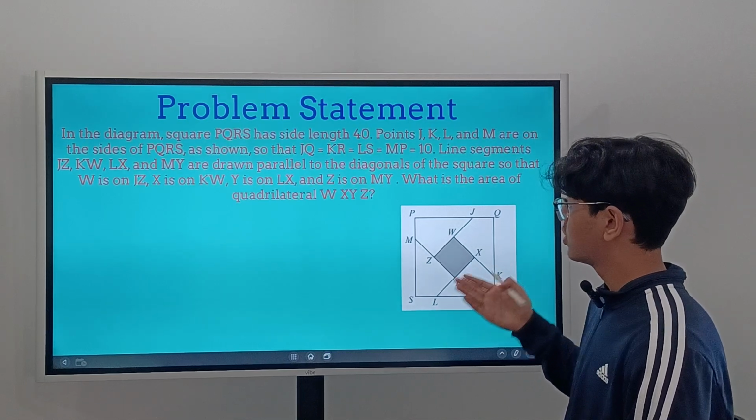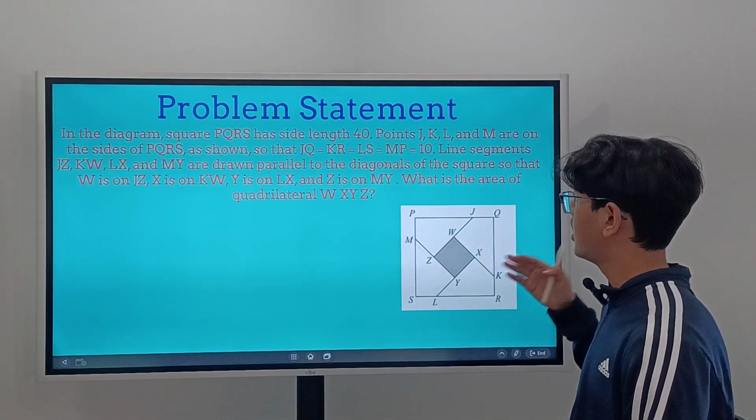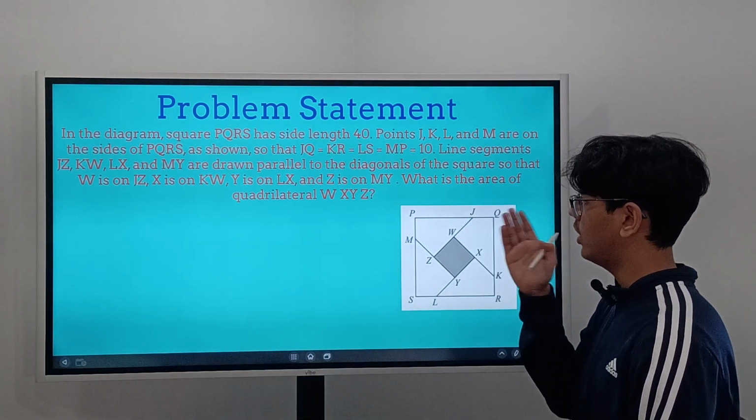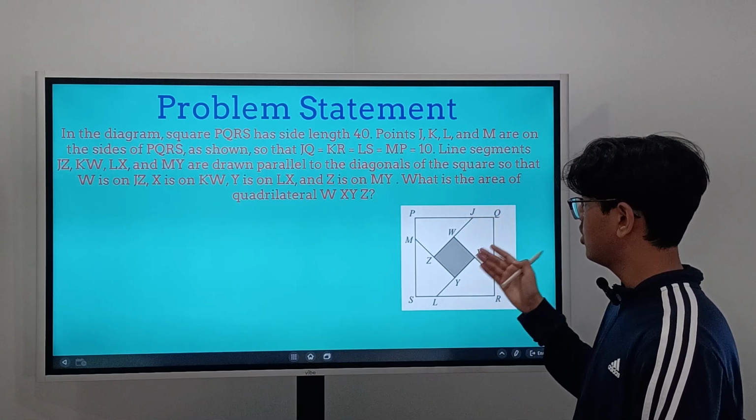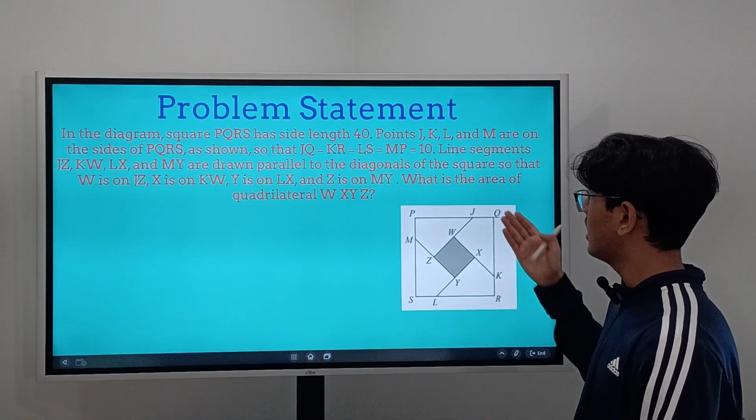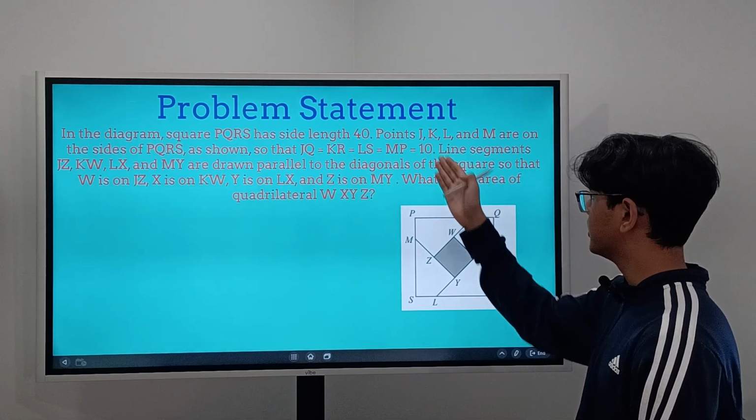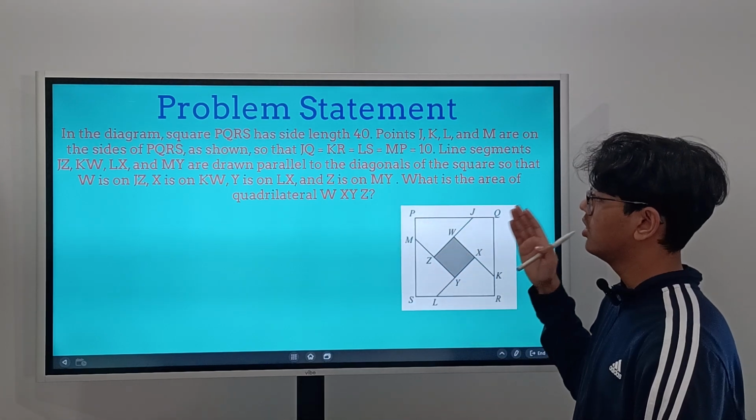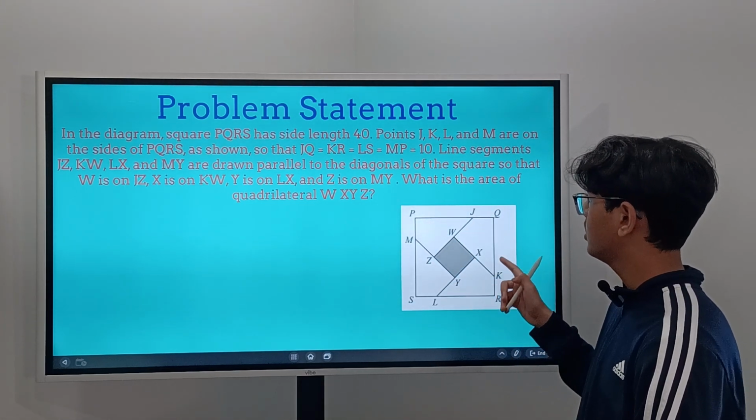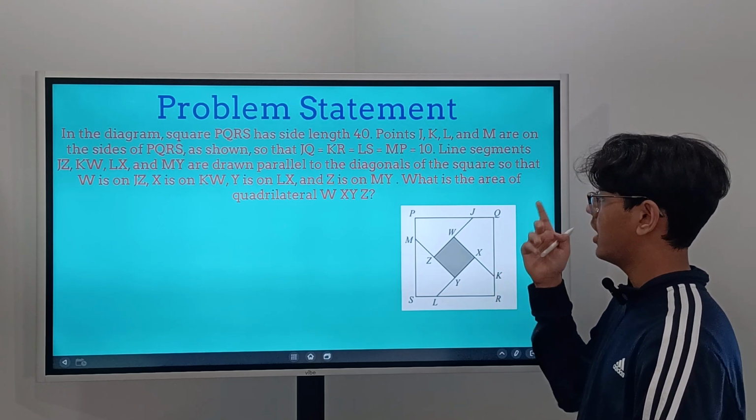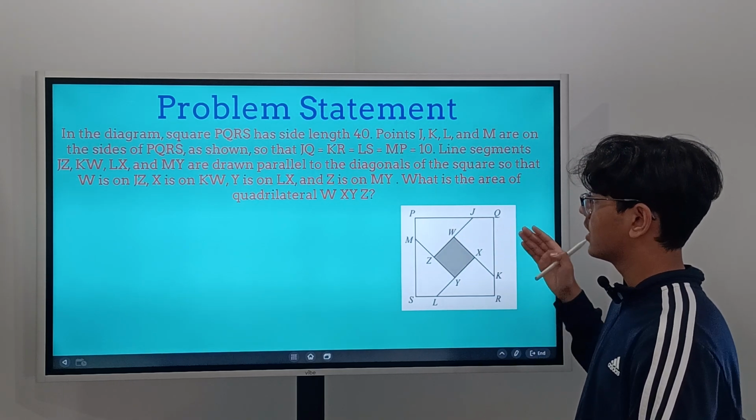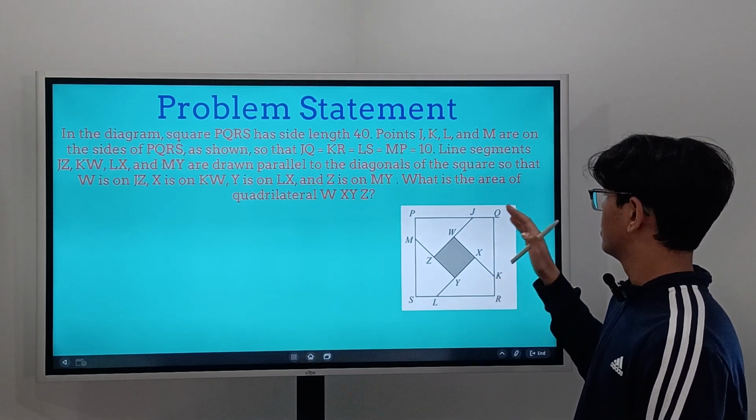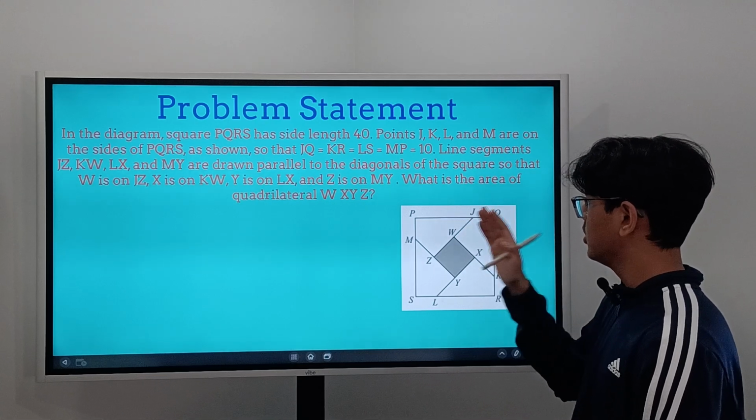In the diagram, square PQRS has a side length of 40. Points J, K, L, and M are on the sides of PQRS as shown, so that JQ is equal to KR is equal to LS is equal to MP, which is all equal to 10. And that means that the line segments JZ, KW, LX, and MY are drawn parallel to the diagonals of the square so that W is on JZ, X is on KW, Y is on LX, and Z is on MY. So what is the area of the quadrilateral WXYZ?